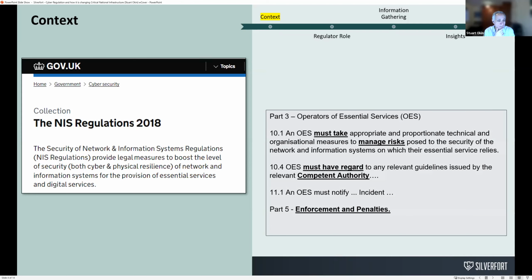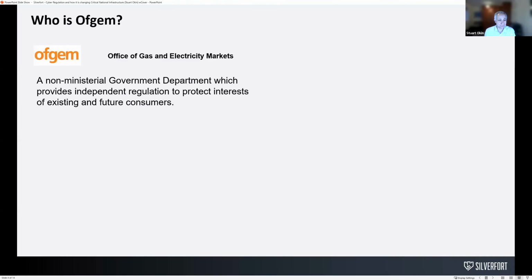10.4, an operator of essential services must have regard to the guidelines from the competent authority, which for energy is jointly held between the Department of Business, Energy and Industrial Strategy, i.e. BEIS, and of course us at Ofgem. So the operator of essential services must have regard to what we send out. Obviously, the regulation lays out the requirements to notify us if there is an incident, and of course our right to enforce and penalise, that's issue fines, to those that are not taking appropriate and proportionate measures.